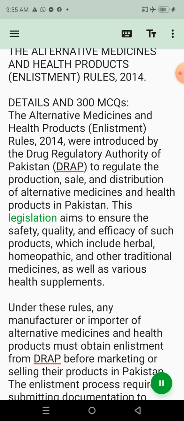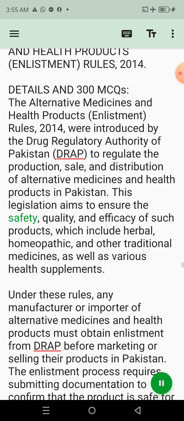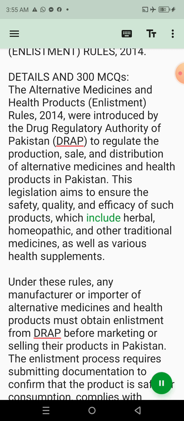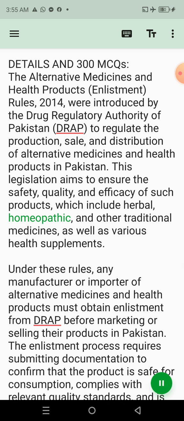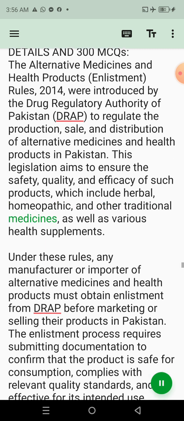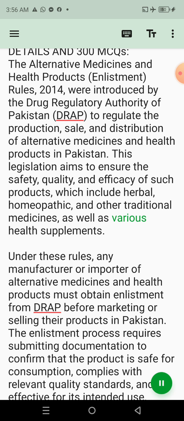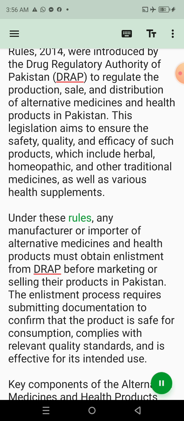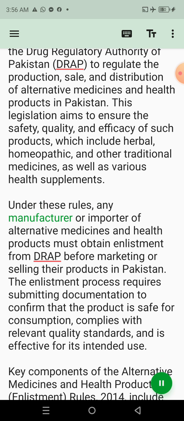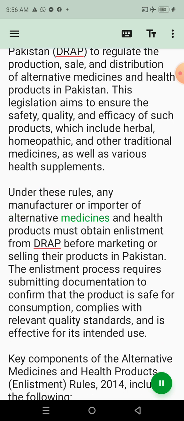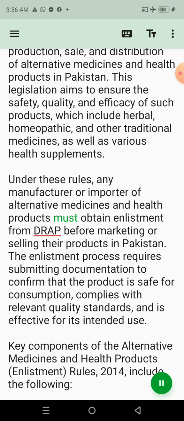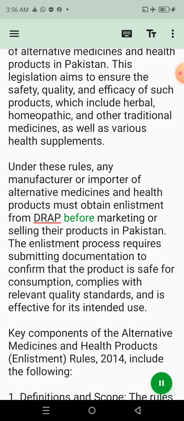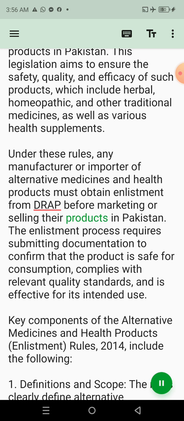This legislation aims to ensure the safety, quality, and efficacy of such products, which include herbal, homeopathic, and other traditional medicines, as well as various health supplements. Under these rules, any manufacturer or importer of alternative medicines and health products must obtain enlistment from DRAP before marketing or selling their products in Pakistan.